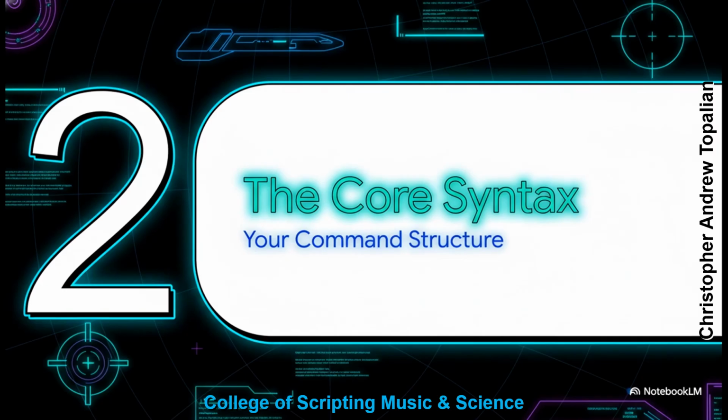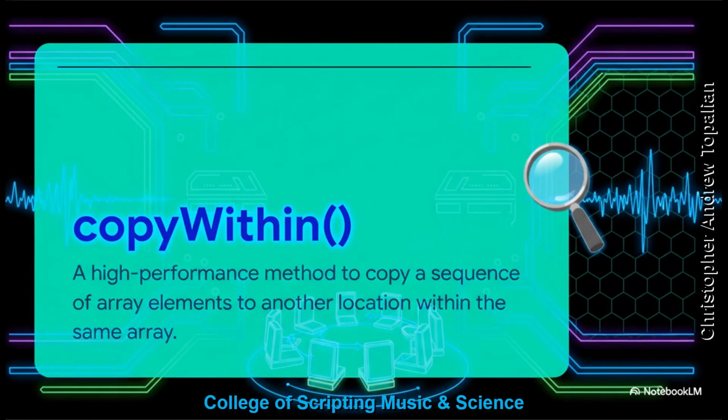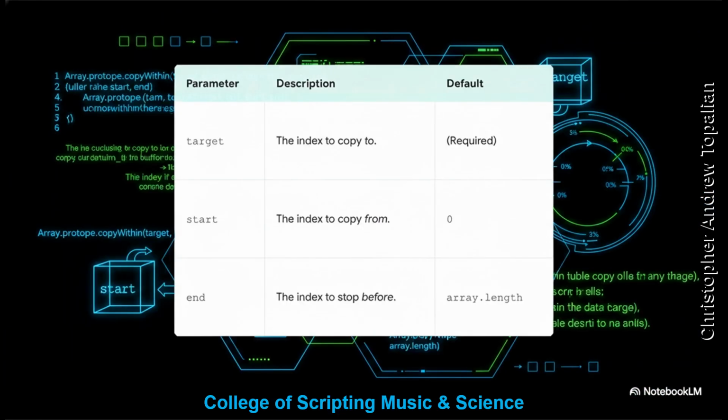Okay, so if this thing is so powerful, how do you actually control it? Let's break down the command structure. You really need to think of this like setting coordinates for an internal transport. Precision is absolutely everything. The official definition itself gives you a huge clue. It copies elements to another location within the same array. It's not changing the size of the array, the hull integrity stays the same, so to speak, but it is rewriting what's inside. The command has three parts.